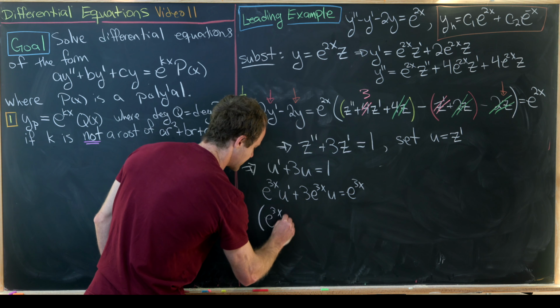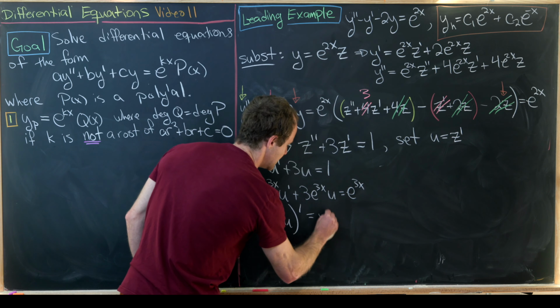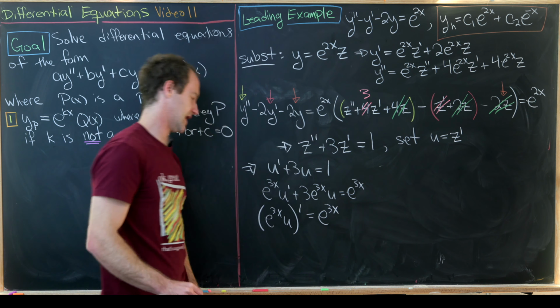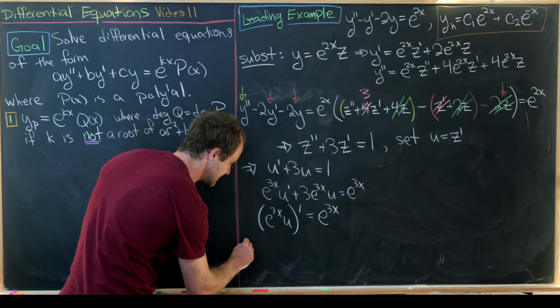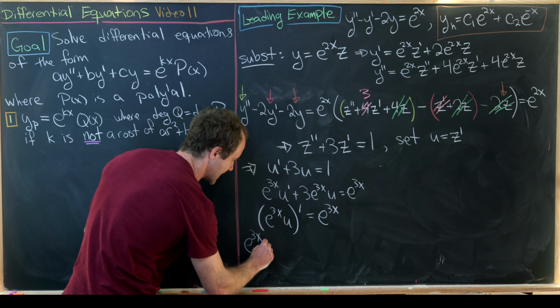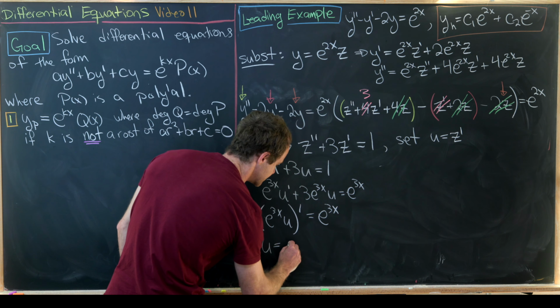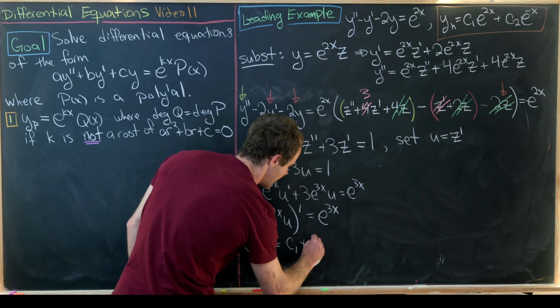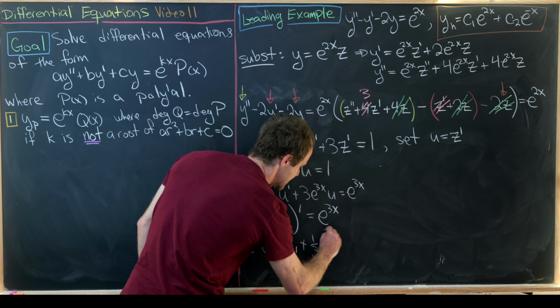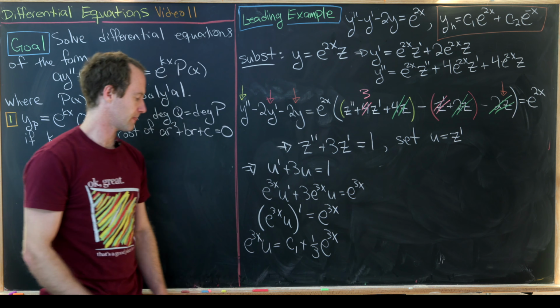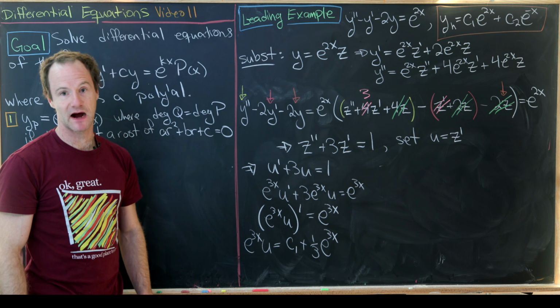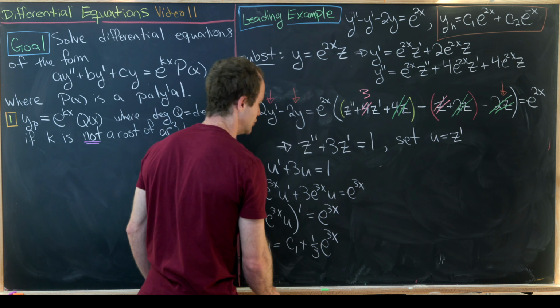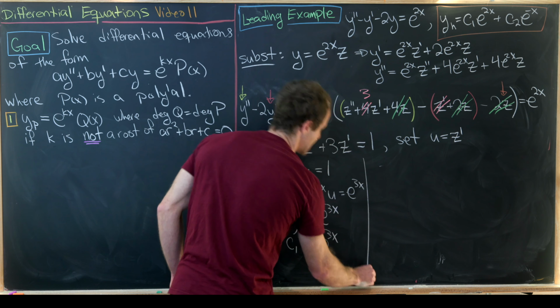In other words, e to the 3x times u prime equals e to the 3x. Nice. Now we can take the antiderivative of both sides. That gives us e to the 3x times u equals, I'll call it c1, plus 1/3 e to the 3x. Okay, but now we can easily just multiply by e to the minus 3x and we'll have what u is. So let's do that over here.